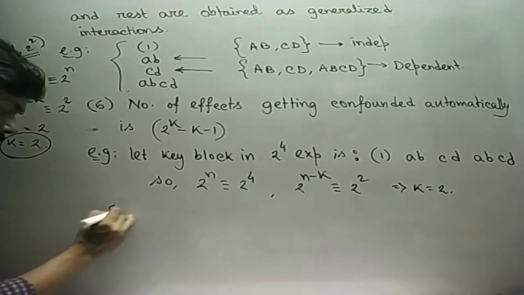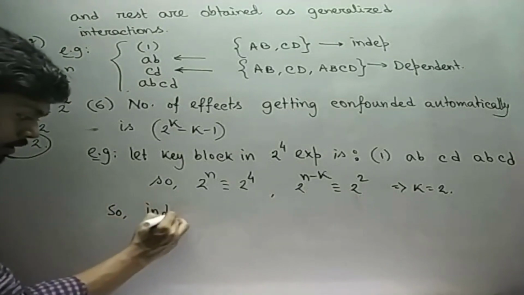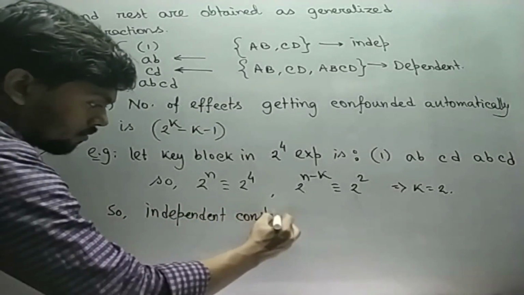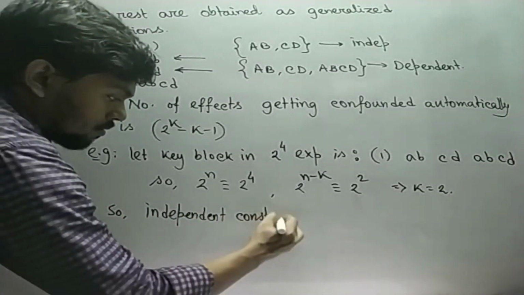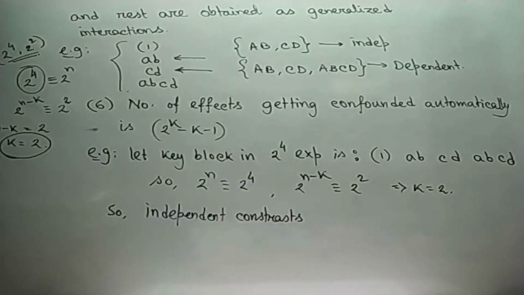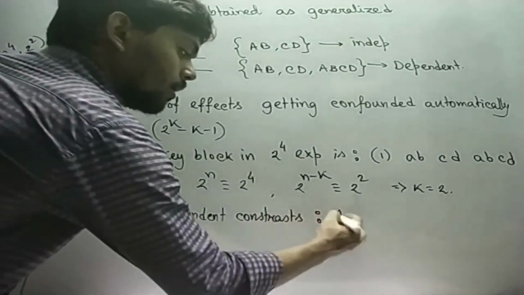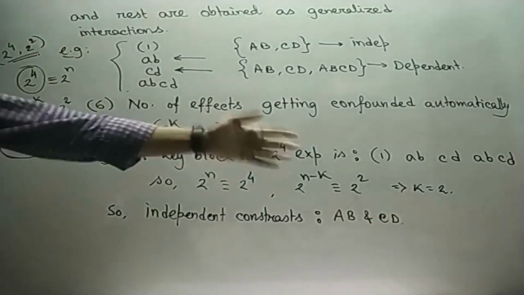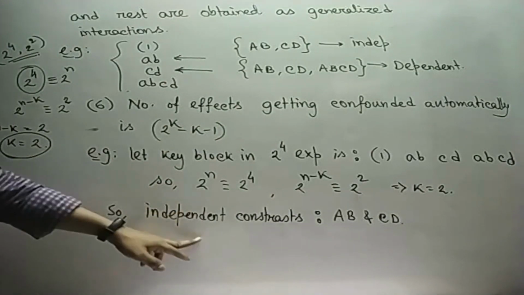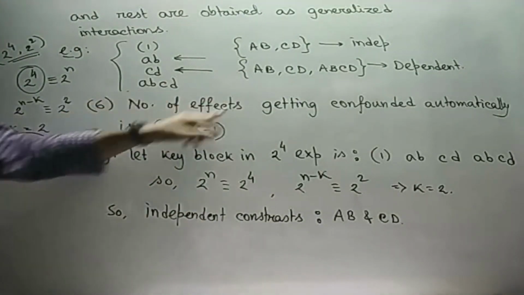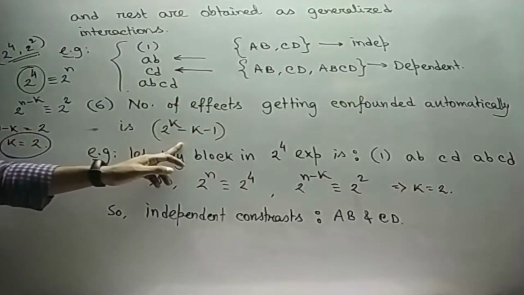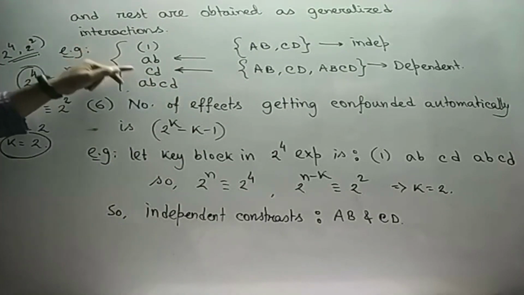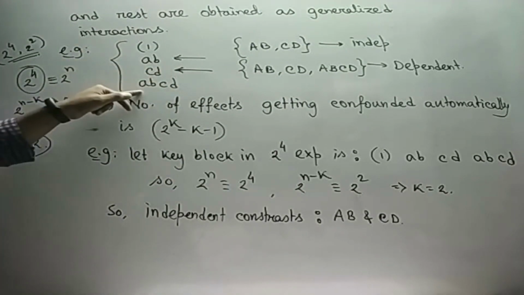The independent contrasts are basically AB and CD. So there are 2 independent contrasts. And it is given that some effects get confounded automatically. So which effect gets confounded automatically? This ABCD. If AB and CD are confounded, then ABCD will automatically be confounded.